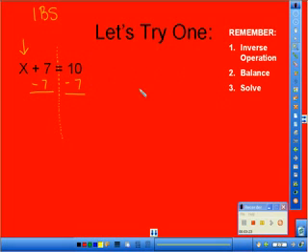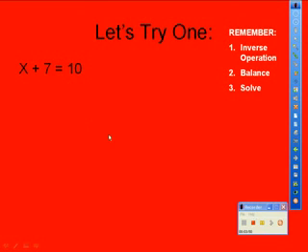Alright, the last step is to solve. So you can cancel your 7s. 10 minus 7 is 3. Your equal sign comes down. Your x, your variable, comes down. The x is all alone. X equals 3. Now, remember, if you're super smart, you will always go back and check your answer.